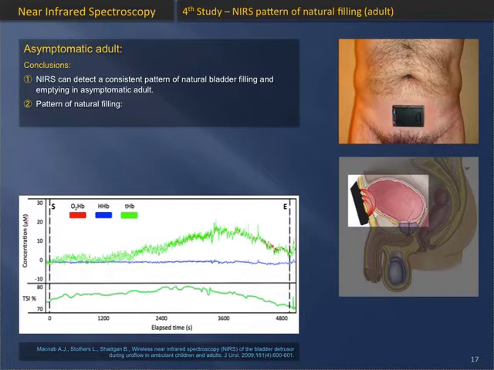And this is the consistent pattern that we observed in normal individuals during natural filling. As you can see, when the filling starts, there is a gradual increase in total hemoglobin, let's say blood flow, and oxygenated hemoglobin inside the Detrusor by the time that the first filling and then urgency appears. And after that, we actually observed a gradual decrease in hemodynamics of Detrusor and the oxygenation of bladder wall.